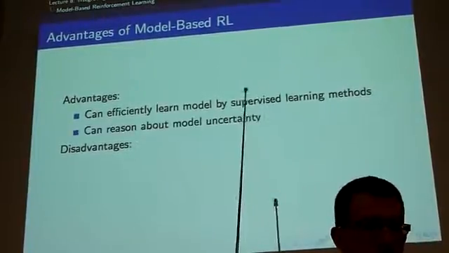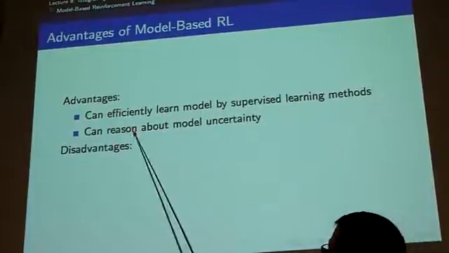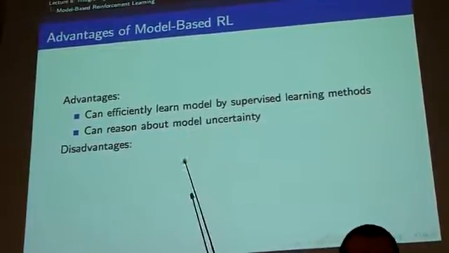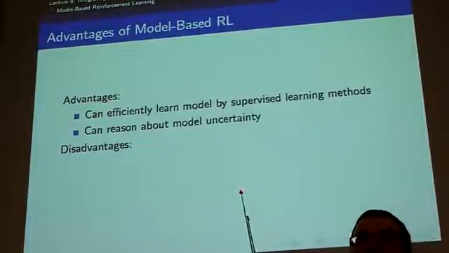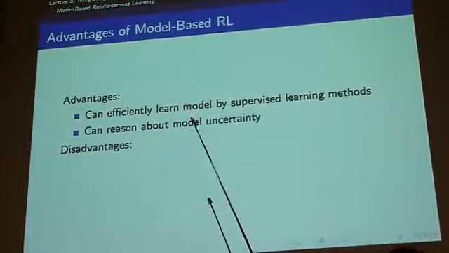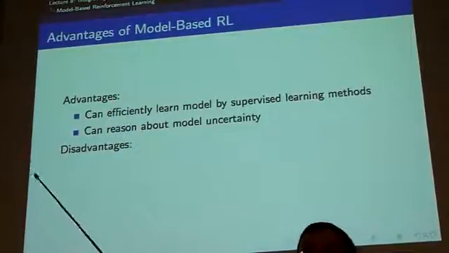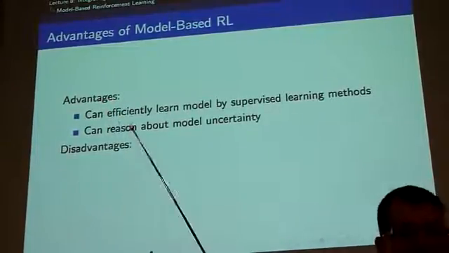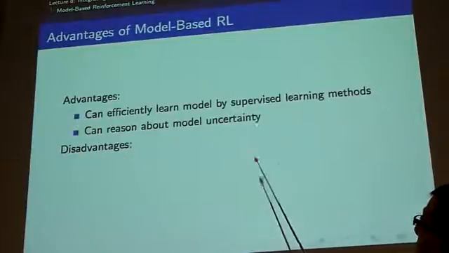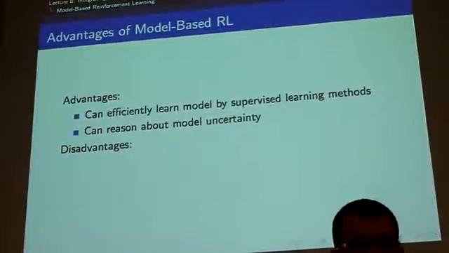And then one potential additional benefit, which we'll see towards the end of this class, is you can also reason about model uncertainty. So what if your model's wrong? What if you've got some model where you think you're 70% confident that it's going to behave in a particular way? Model-based RL lets you reason about model uncertainty.